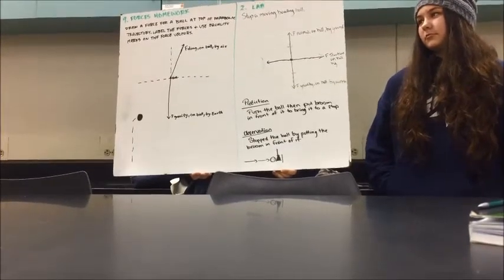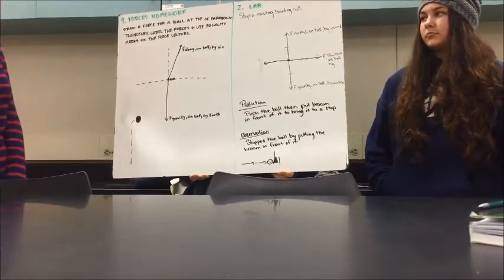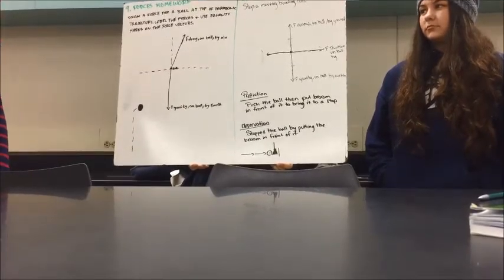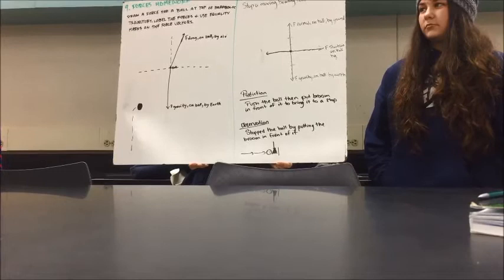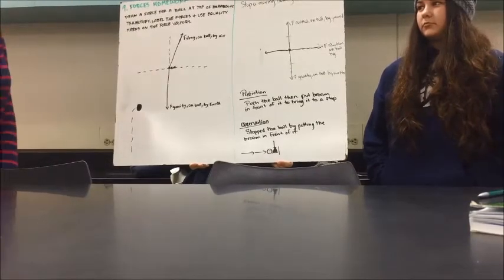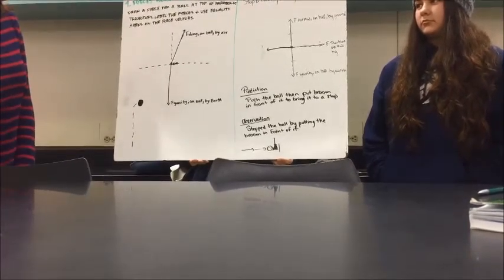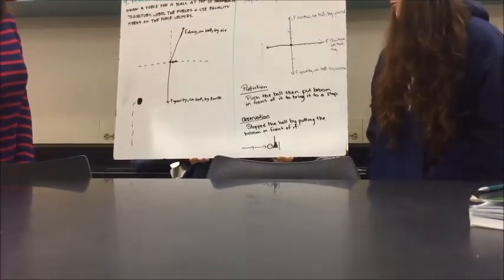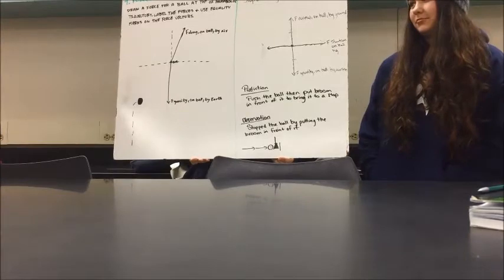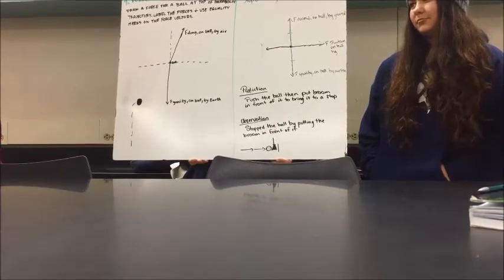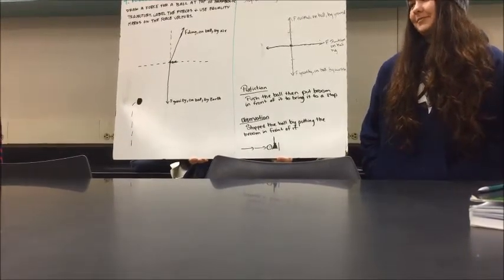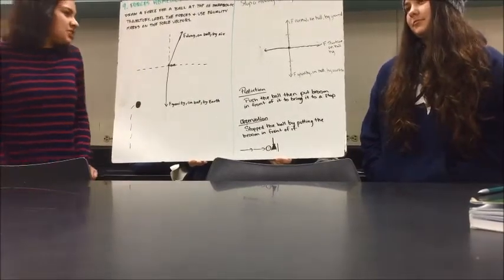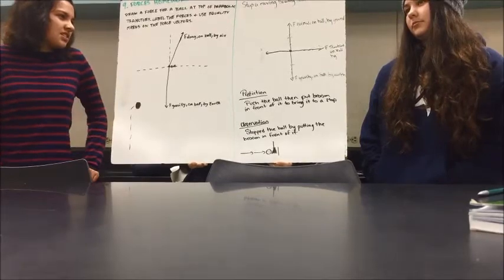And for number 2, the lab, we had stop a moving bowling ball, and we had gravity on ball by Earth, normal on ball by ground, and then friction on ball by ground. All right. So 2, not bad. You're stopping it. Very good. However, 9, not so good.